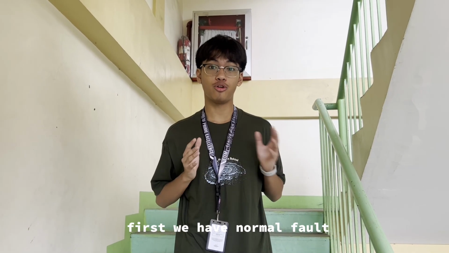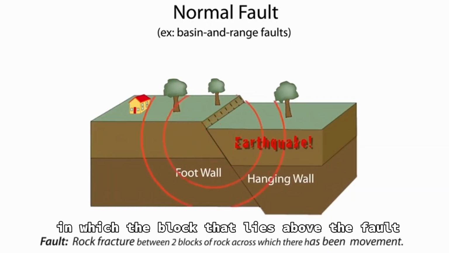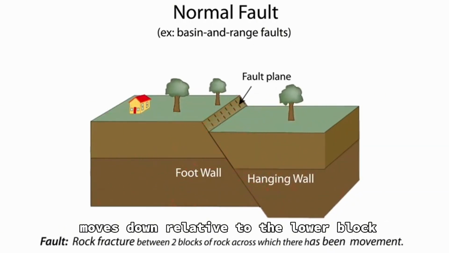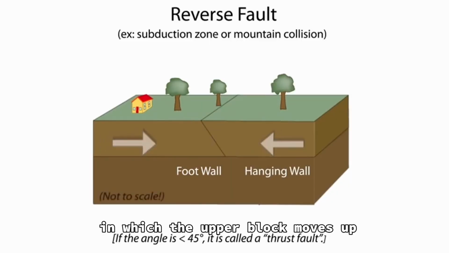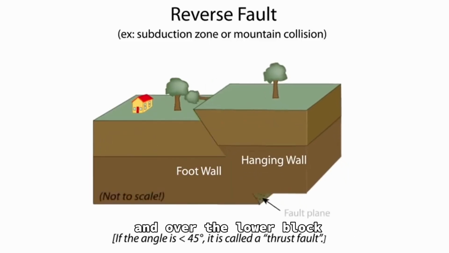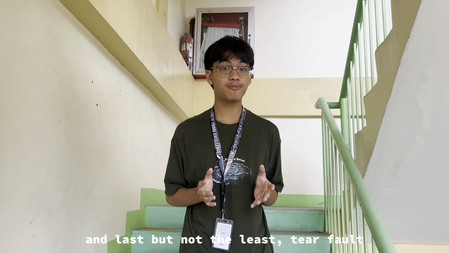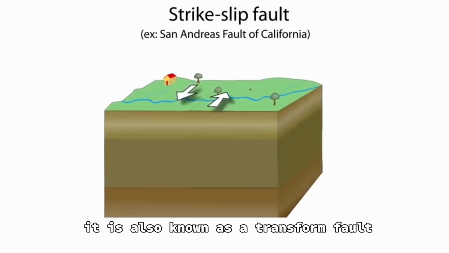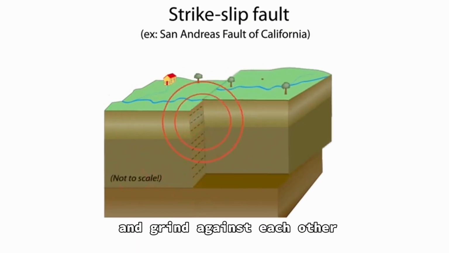First, we have the normal fault. The normal fault is a dip-slip fault in which the block that lies above the fault moves down relative to the lower block. Second is the reverse fault. It is a dip-slip fault in which the upper block moves up and over the lower block. An example of this is when a plate is being subducted by another. And last but not the least is the tear fault. It is also known as a transform fault. It is when two plates slide and grind against each other.